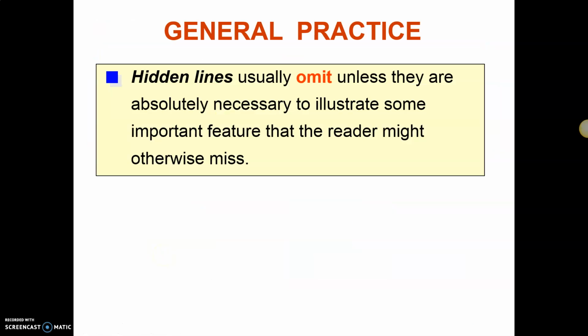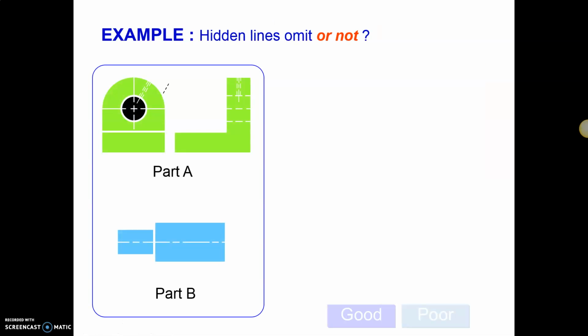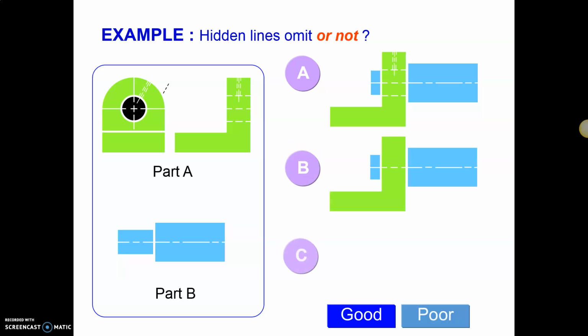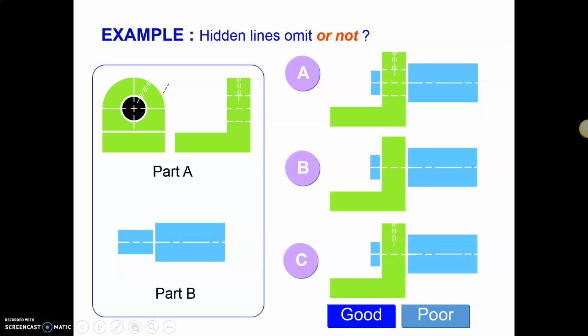Another general practice that you need to highlight is that hidden lines we can usually omit unless they are absolutely necessary in order to provide more information. Okay, so there are a few practices that you can try and see which one is the best one. If you have part A and part B, whether we need to omit the hidden line or not, you can try to see which. I think A is the right answer.